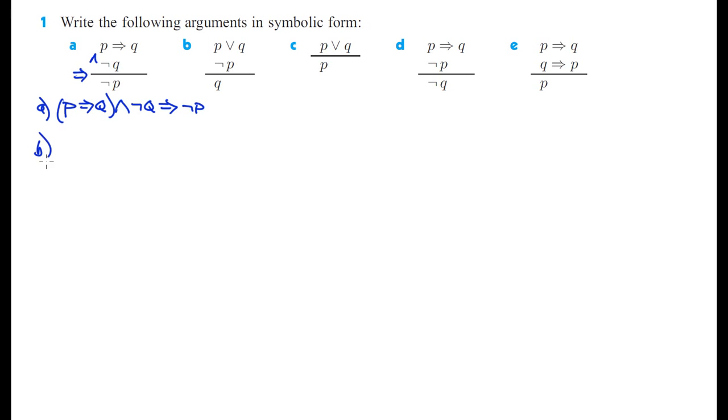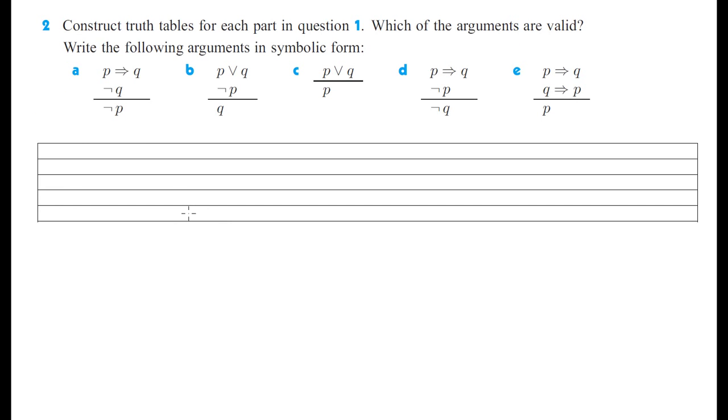All right, B, we've got P or Q and not P all implies Q. Okay. Construct truth tables for each part in question 1, determine which of the arguments are valid, and then write the following arguments in symbolic form. So let's do the truth tables here first.